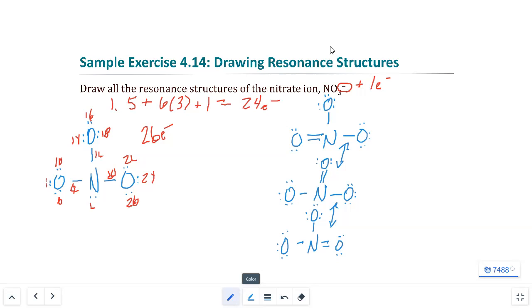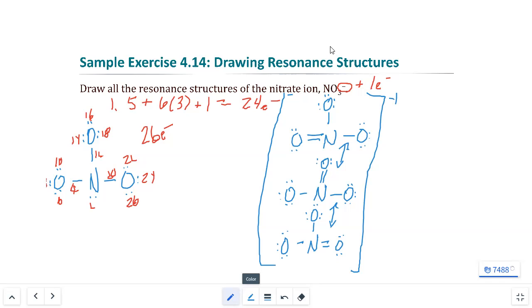And there's one other thing that we need to do. Since this is a charged molecule instead of just a molecule, we need to show that charge in some kind of way. The way that we're going to do that, we put it in brackets, and we put the charge on the outside of the brackets. Now, there's another way to do it as well, but we're not going to get to that today.